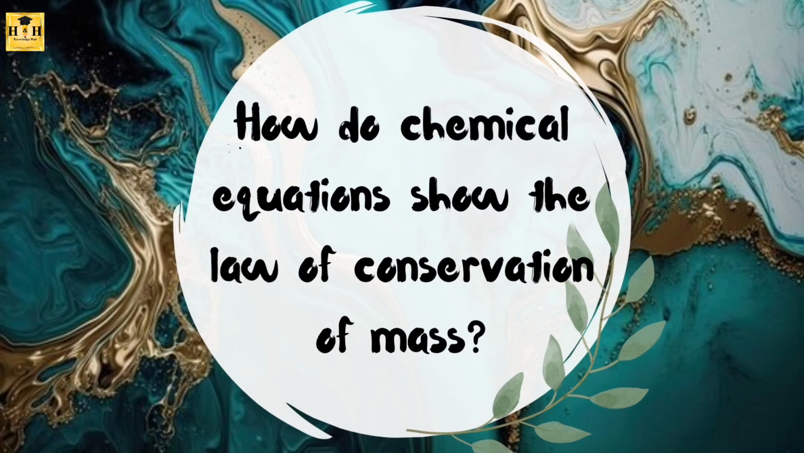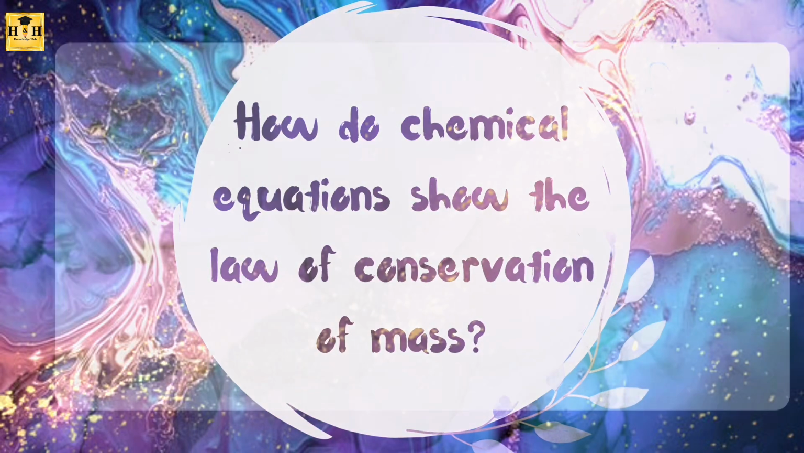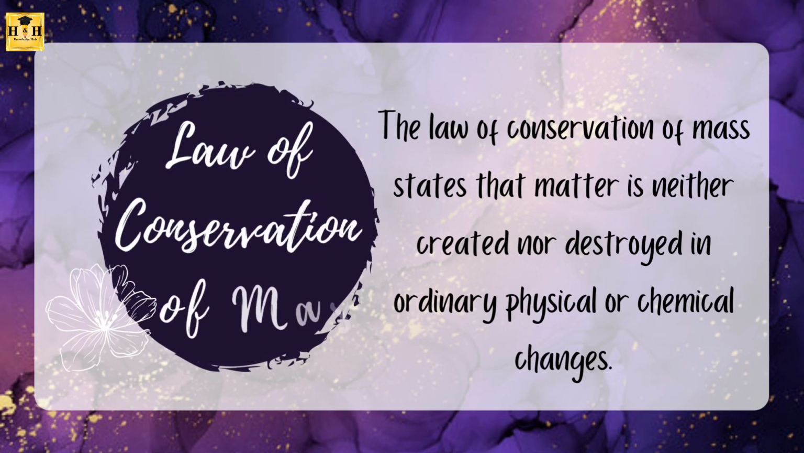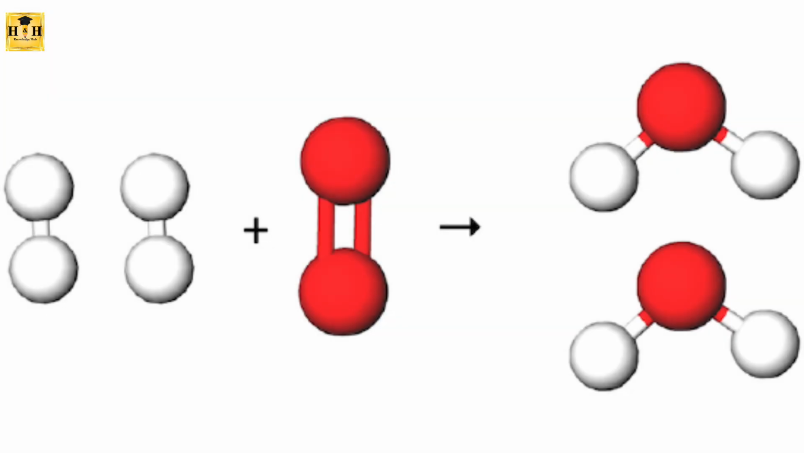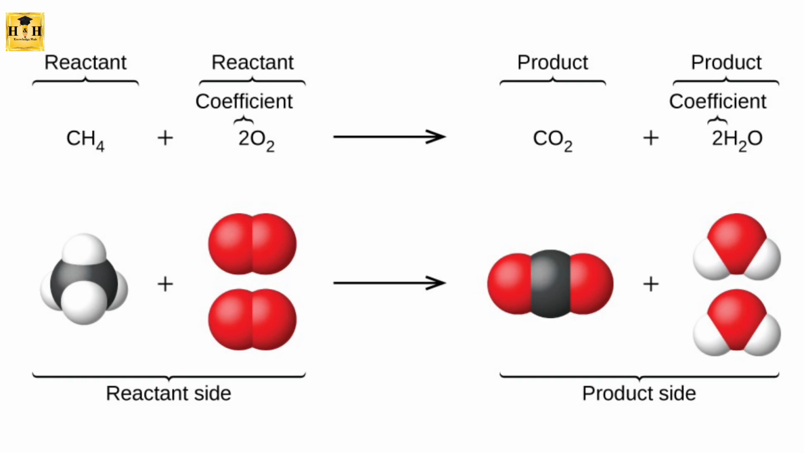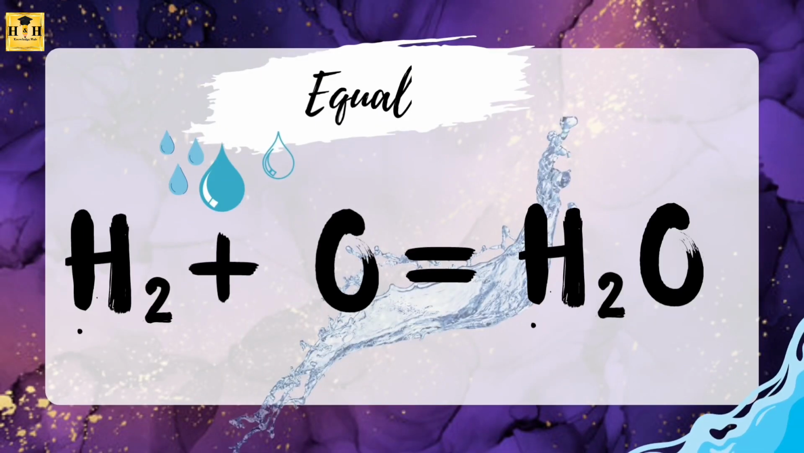How do chemical equations show the law of conservation of mass? The law of conservation of mass states that matter is neither created nor destroyed in ordinary physical and chemical changes. This law means that a chemical equation must show the same number of atoms and the same type of elements on each side of the equation.